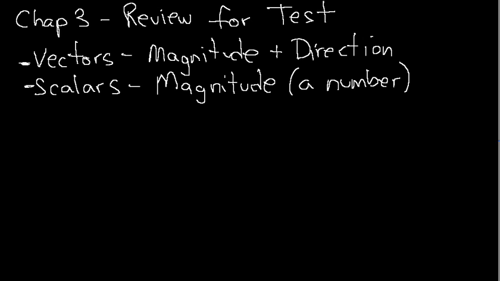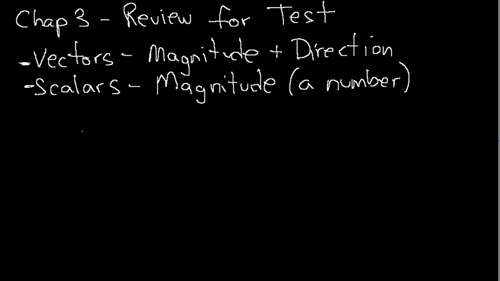Scalars, on the other hand, are just the magnitude, so we can think of scalars as simply a number. For example, the number of books on a bookshelf, number of desks in a classroom, the number of birds sitting in a tree, the types of things that we could classify as scalar. So you need to know the difference between scalar quantities and vector quantities.